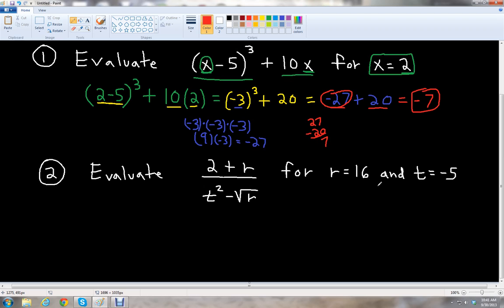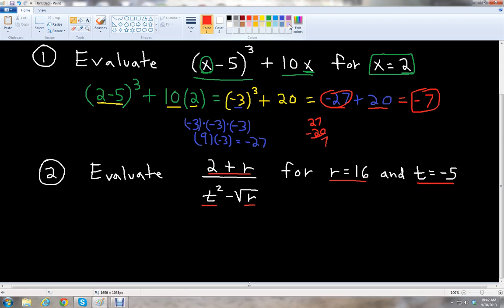Okay, let's look at the second example. We want to evaluate 2 plus r, all divided by t squared minus the square root of r, for r equals 16 and t equals negative 5. So now we have an algebraic expression with two variables, r and t, that we're going to plug into our expression.